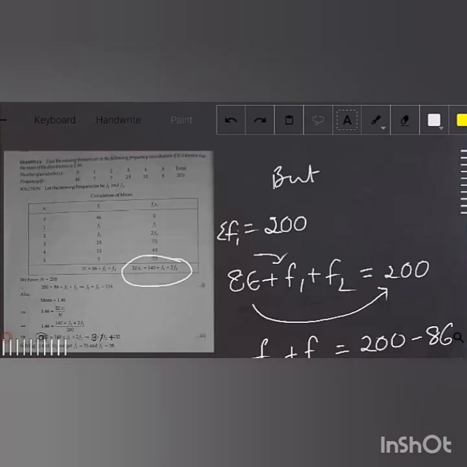These model problems are very important. Try to solve as many problems as possible. These models will definitely come in 10th standard also. So concentrate more on these models and do as many problems as possible.